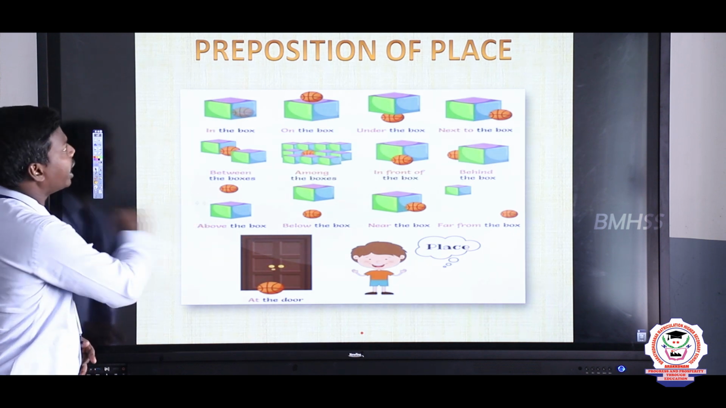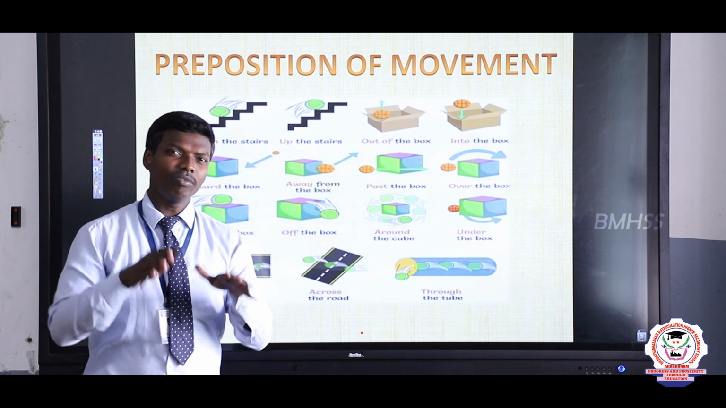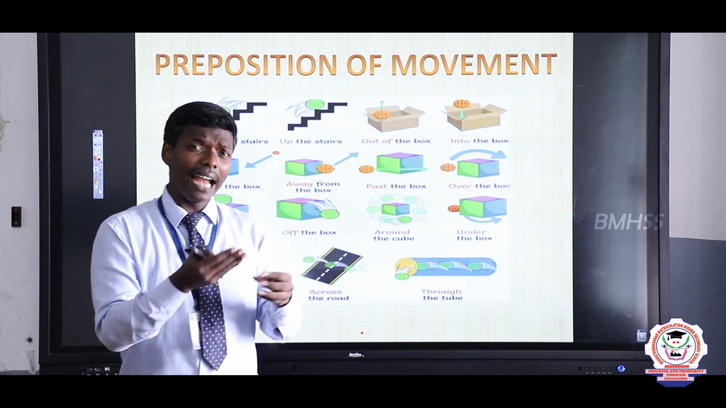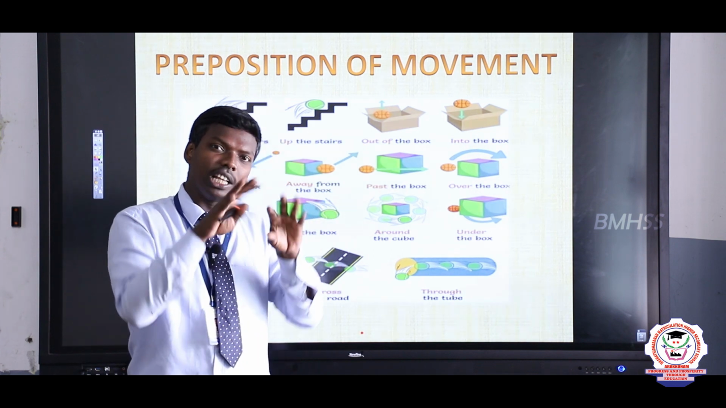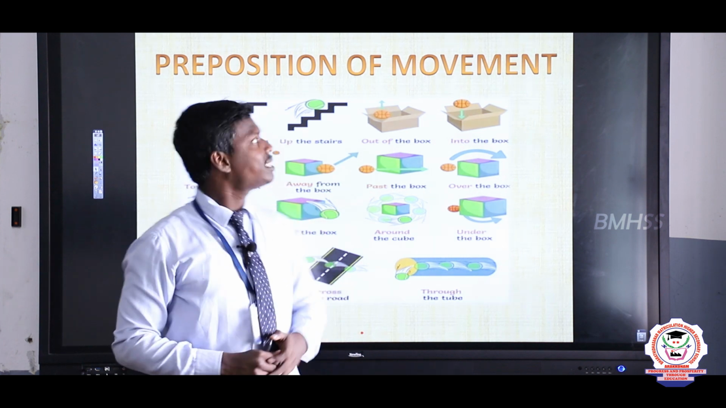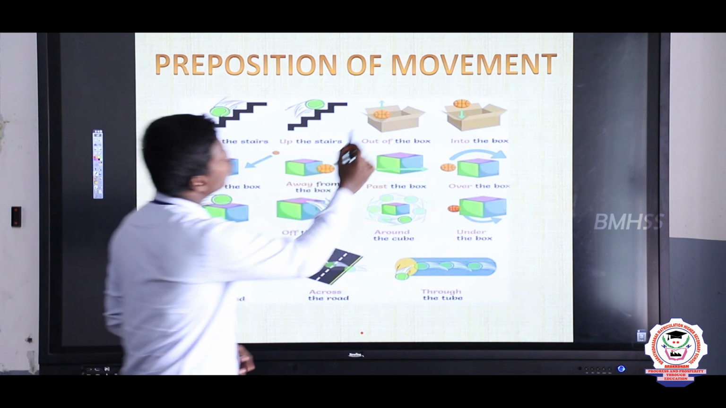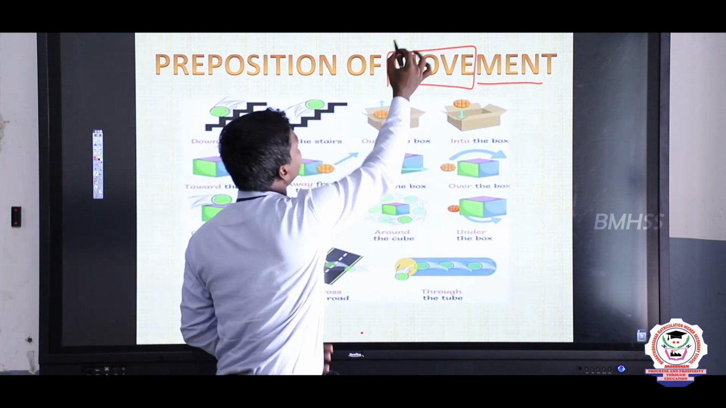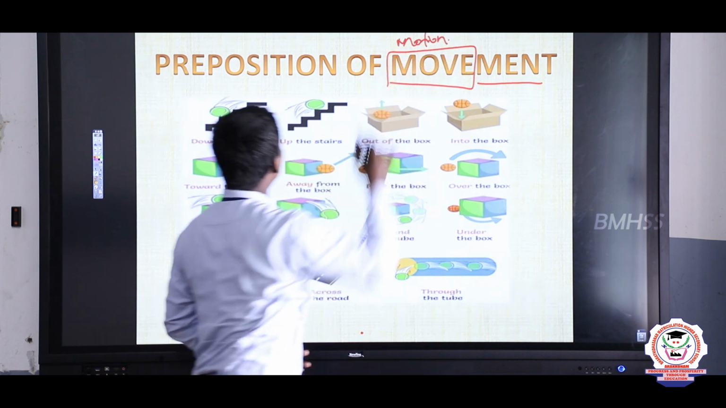Now let's move to another part of this, the preposition of movement. When you happen to see a cat jumping into the wall, at that time the position of something is under motion or movement. Thus we say the preposition of movement. So there is a movement. Another word for movement is motion.